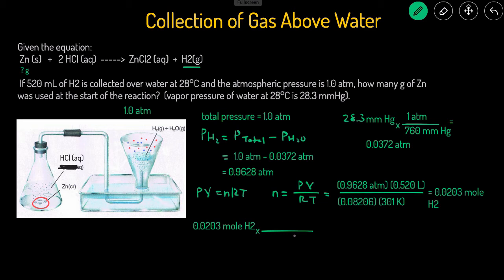So that's why we use the mole-to-mole ratio. And you can see this is a 1:1 ratio. So we'll put 1 mole of zinc on the top and 1 mole of H2 on the bottom. And we're doing this so then the moles of H2 can cancel out.